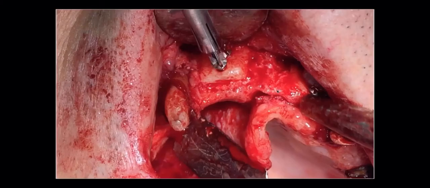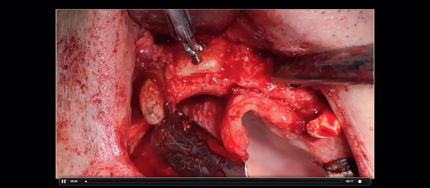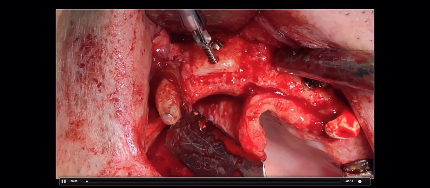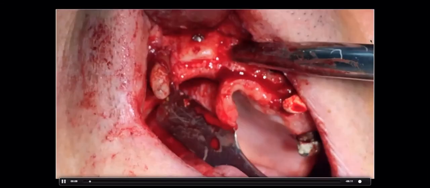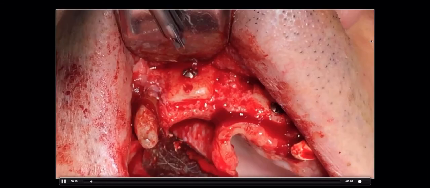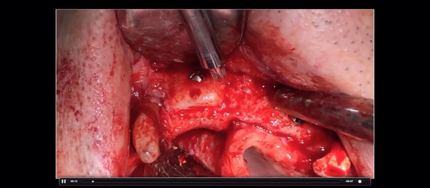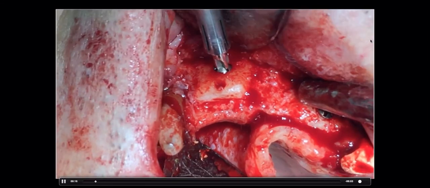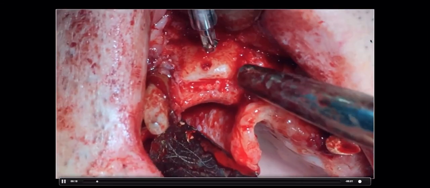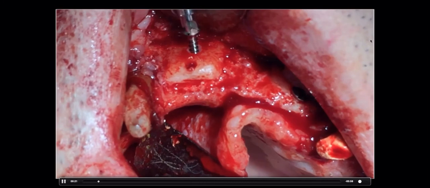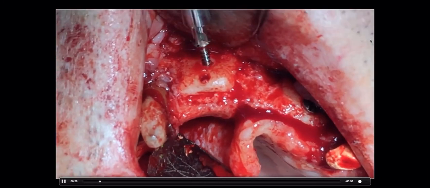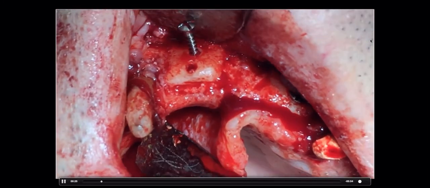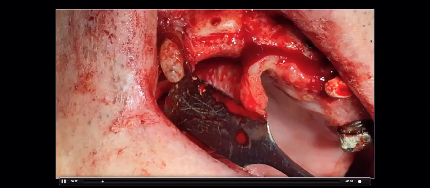So we closed and reopened again after 6 months. You can see the quality of the bone. It is completely integrated in the area. We removed the first screw, and here we are removing the second screw. This is from the right side, upper right area. You can also see in this movie the upper left area, where we have a really good amount of bone that was regenerated after this procedure.